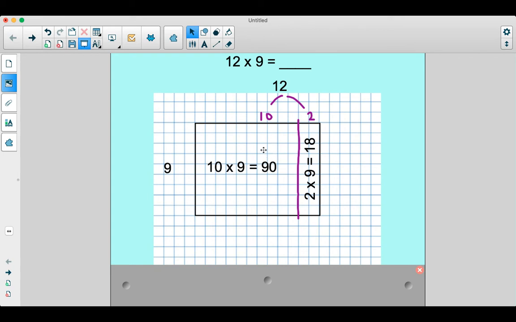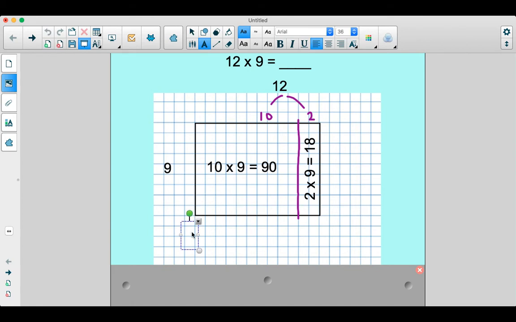Now, what would the answer to 9 times 12, or 12 times 9 be all together? So we'd have to look and see how many squares we'd have all together. So let's write it out. 10 times 9 plus 2 times 9 equals, what's 90 plus 18? That would equal 108.